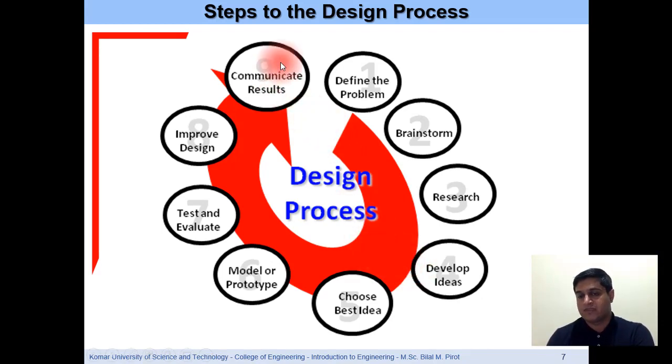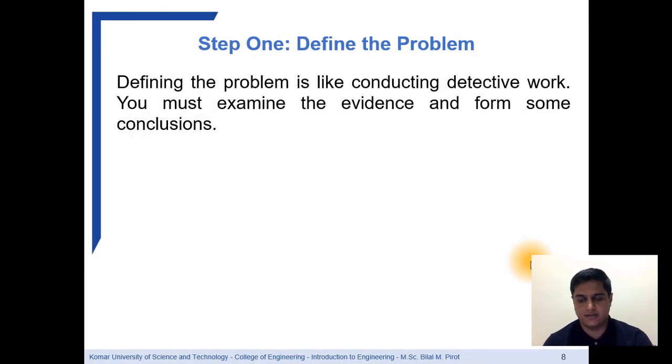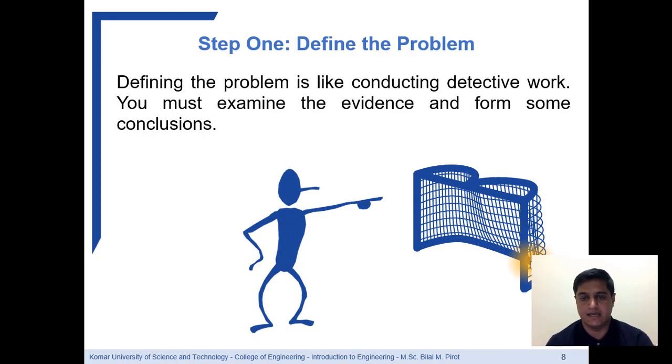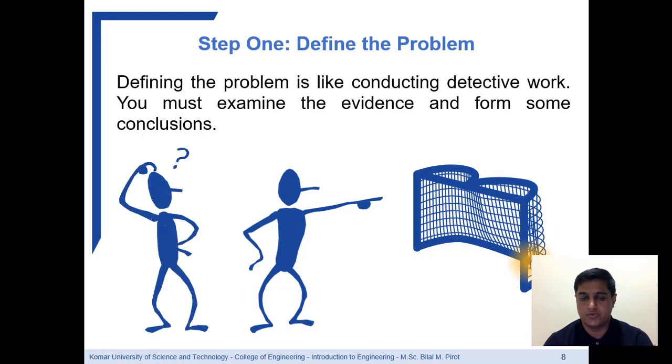Of course, there are some steps behind each step. For example, defining the problem is not only one single step. There may be some other steps, some minor steps inside each of these steps. Here we will talk about the steps of the design process one by one. Step 1, define the problem. The first step of anything is identifying the problem. You should find a problem to be solved.